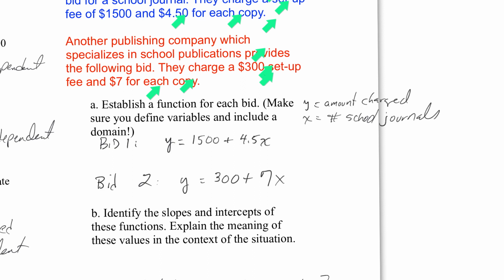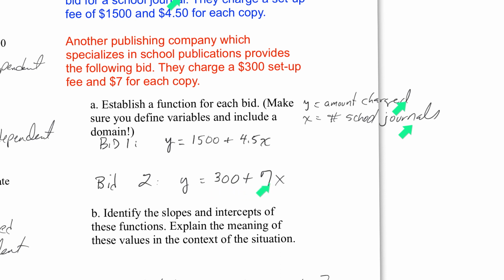Okay, so bid one is y. First thing I did was identify the variables. Y is the amount charged, and X is the number of school journals. Now, bid one is Y equals 1500 plus 4.5X, which is $4.50 per copy. And the other one is 300 plus 7X.